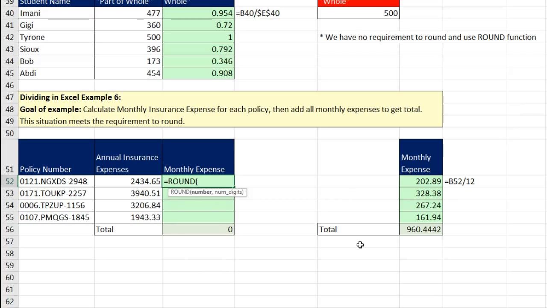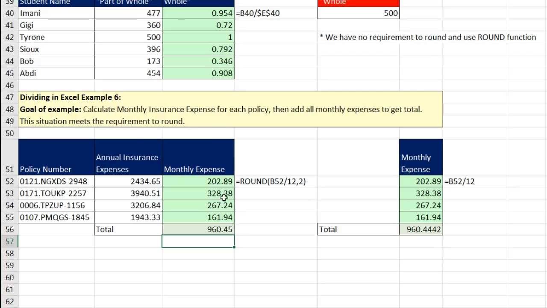In the number argument, we're totally allowed to create a formula. Left arrow, annual expense divided by 12. Now, comma, 2 to the penny, close parentheses. Control Enter and copy it down. We have our absolutely rounded to the penny individual amounts, so our sum function adds correctly.